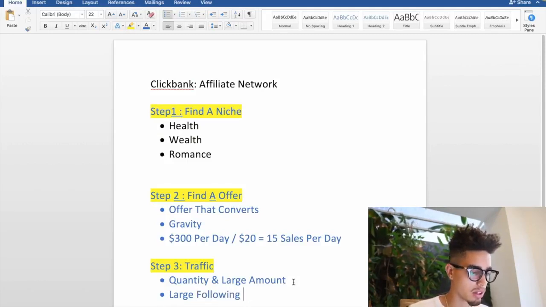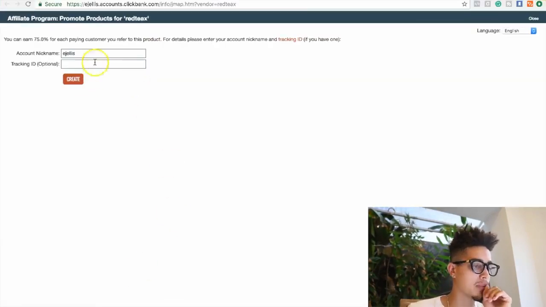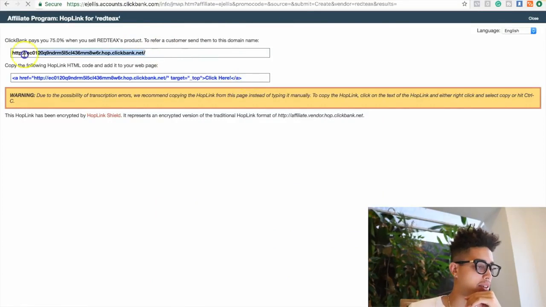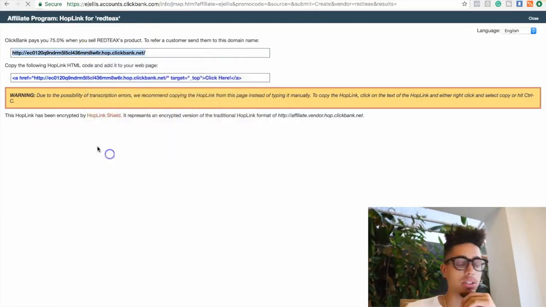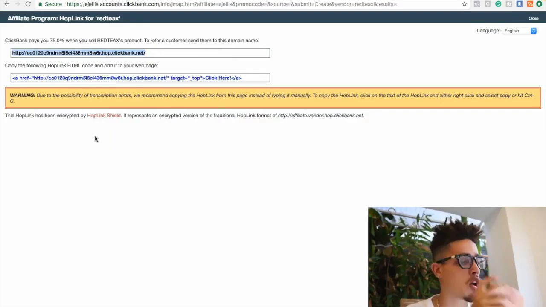or paid traffic. So once we create this link, they're going to give us this link right here, right? Now, there's different ways, guys. If you don't want this ugly link, you can use things like Bitly, or you can even create a link with, or redirect your domain to, this link.